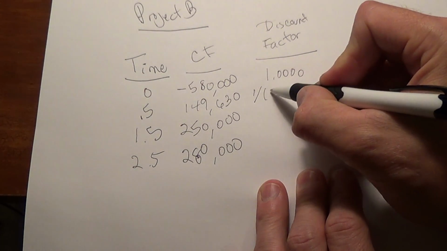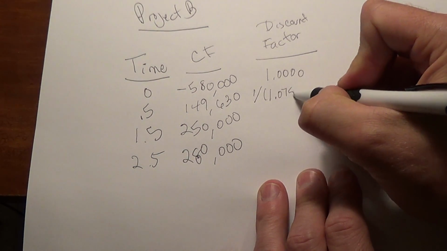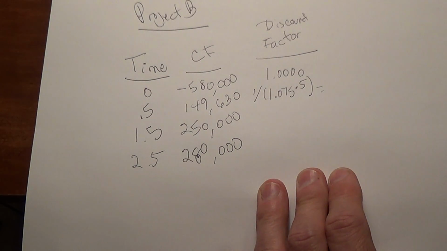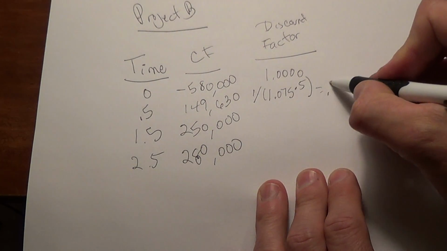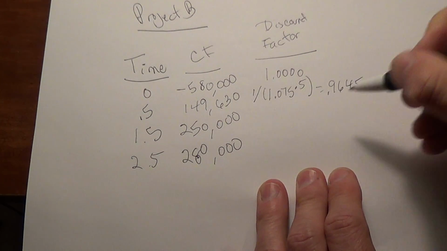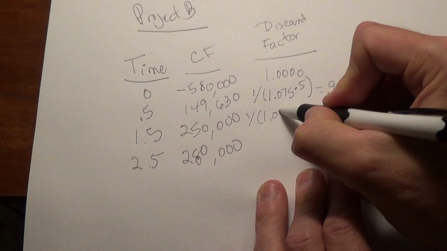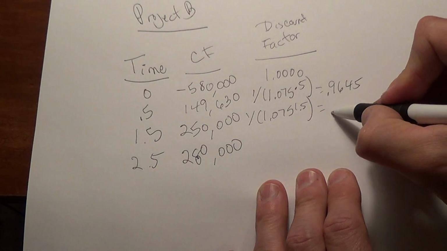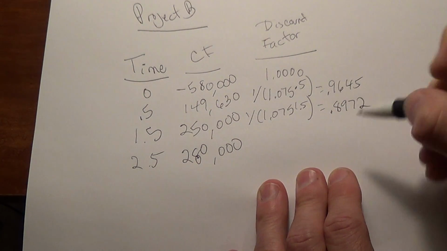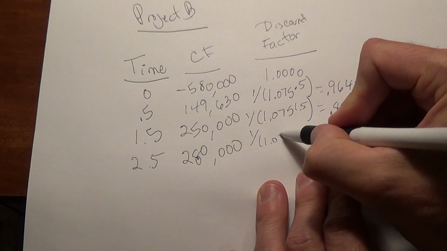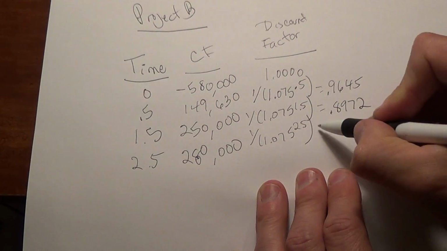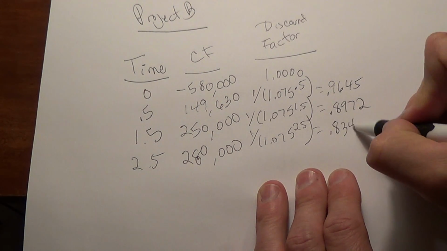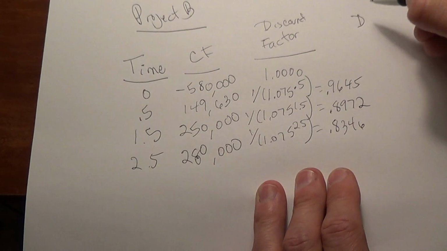For the 0.5, I'll use 1 divided by 1.075, raise the time to 0.5, and that equals 0.9645. And then I have 1 divided by 1.075 raised to the 1.5. That equals 0.8972, and then 1 divided by 1.075 raised to the 2.5, and that equals 0.8346.